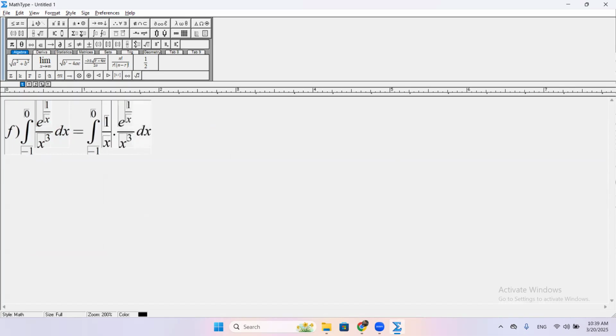And now let's write it as the product: 1 over x by 1 over x squared, multiplied by this exponent. So first of all, we will use the differential entry technique. So what do we have here? This is minus the differential of 1 over x.